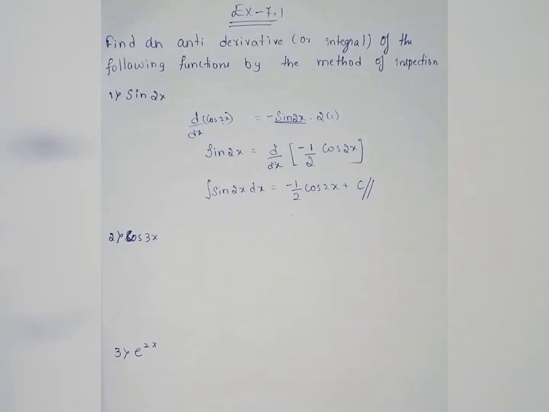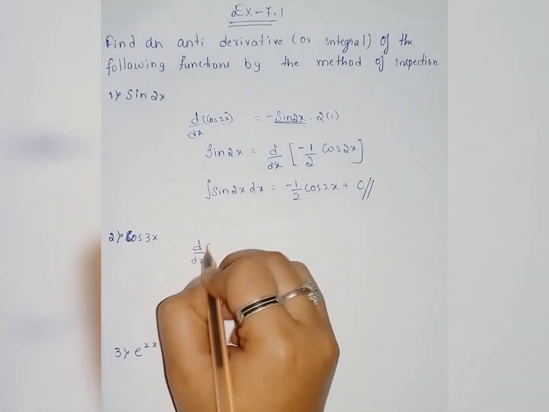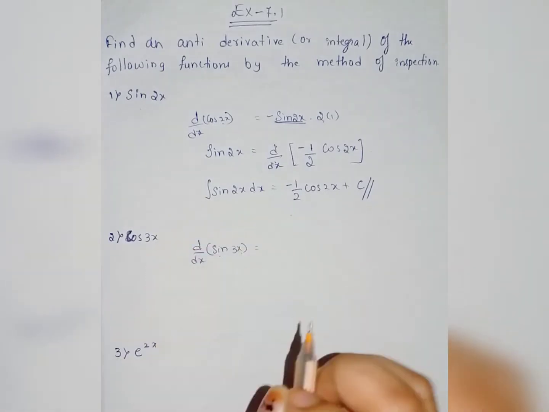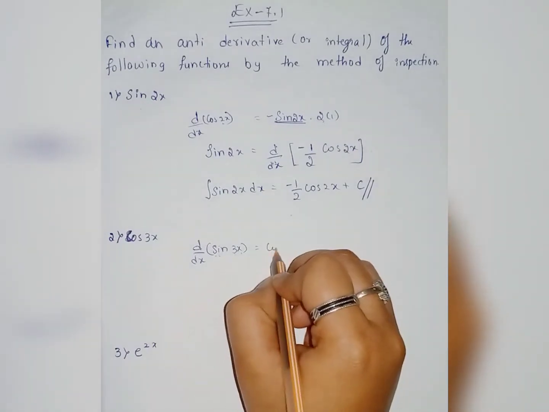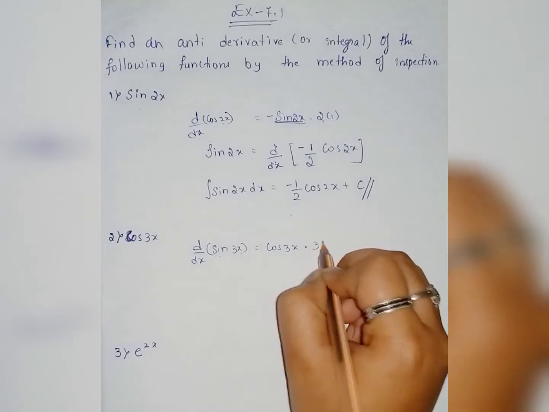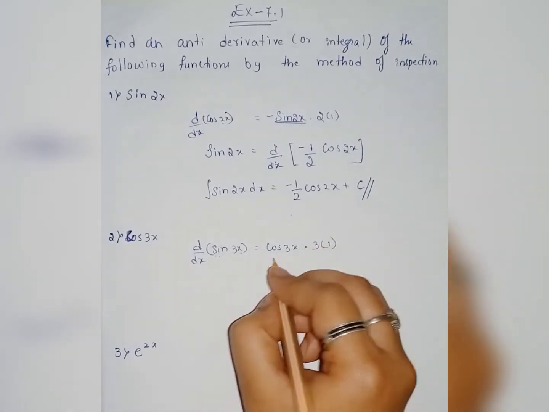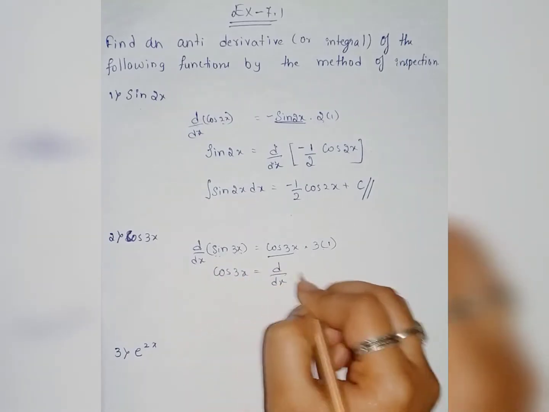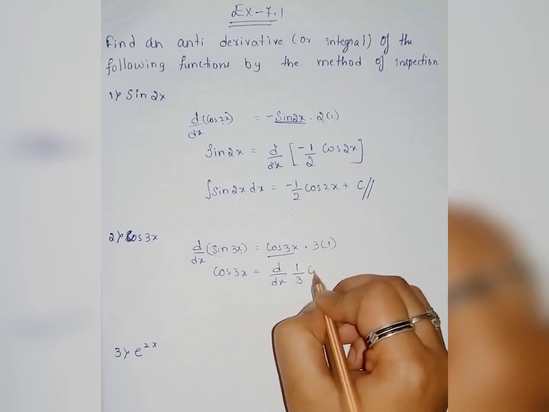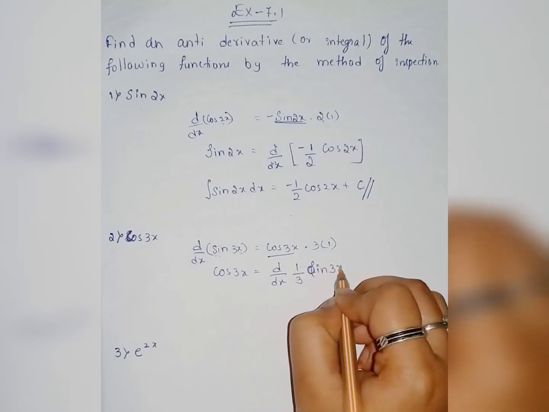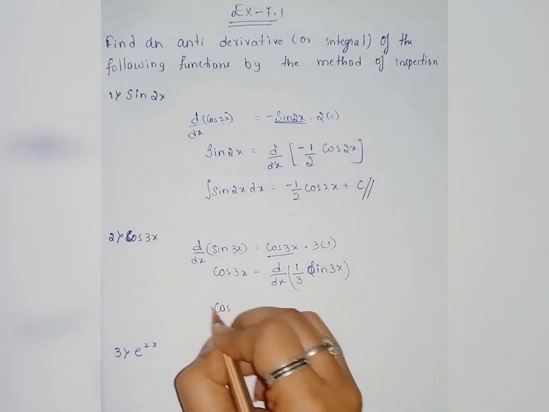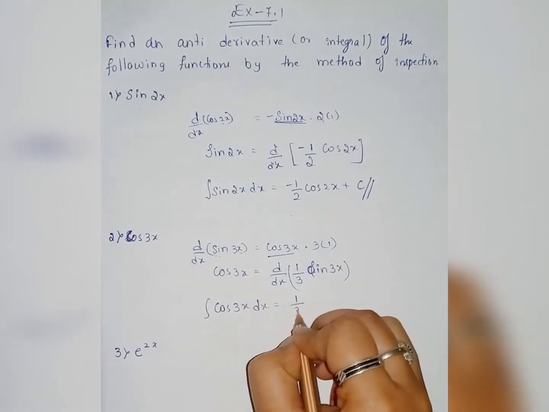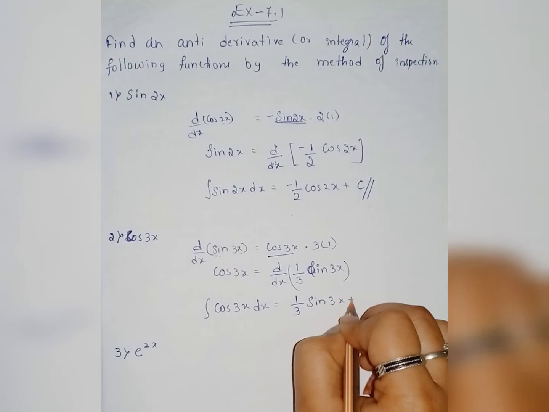The second question is cos 3x. Differentiation of sin x we get as cos x. Differentiation of sin 3x we get as cos 3x into 3 by the chain rule. Differentiation of x is 1. We just need cos 3x. So cos 3x is equal to d by dx of 1 by 3 sin 3x, as the 3 goes to the other side. On integrating on both the sides, we get integration of cos 3x dx is equal to 1 by 3 sin 3x plus c.